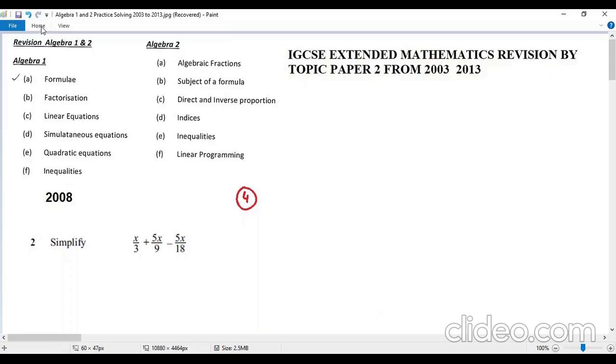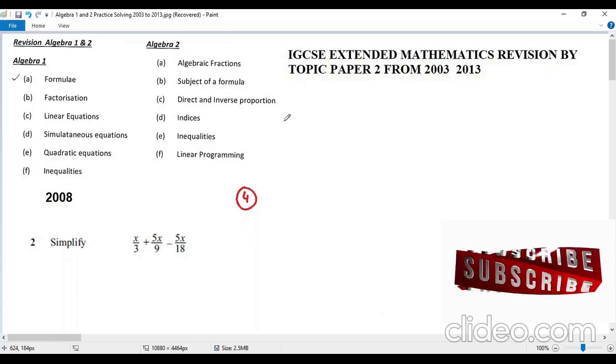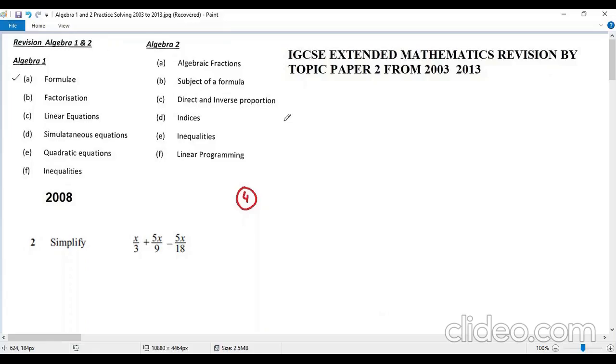Hello everyone. This is the fourth session of this series where I'm solving IGCSE extended mathematics revision topic wise from paper 2, which is starting from 2003 to 2013. The topics I've selected are Algebra 1 and Algebra 2, and from the paper of 2008 I have selected four questions because there are four questions based on Algebra 1 and Algebra 2.